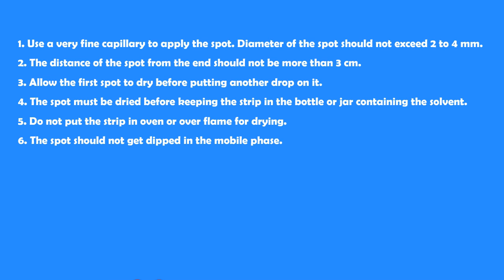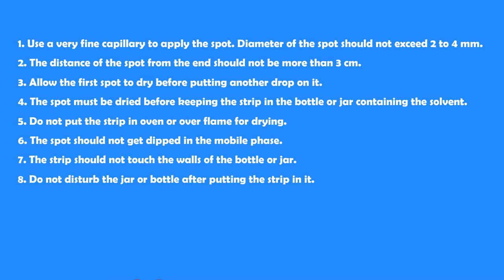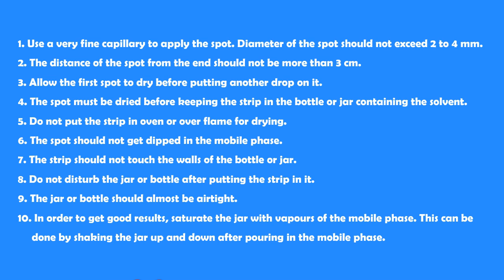The spot should not dip in the mobile phase. The strip should not touch the walls of the bottle or jar. Do not disturb the jar or bottle after putting the strip in it. The jar or bottle should be almost airtight. In order to get good results, saturate the jar with vapors of the mobile phase. This can be done by shaking the jar up and down after pouring in the mobile phase.